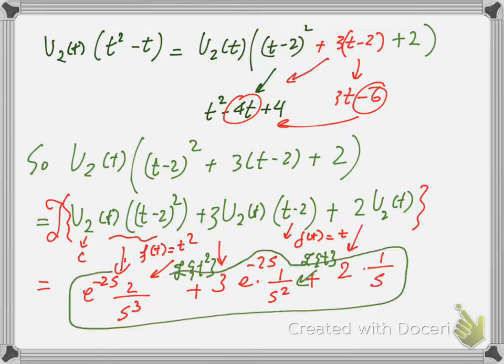Then the next function is just a constant, and we know that the Laplace transform of a unit step function is just 1 over s, multiplied by 2 as the coefficient. So the final answer for this question is this expression right here: e^(−2s) multiplied by 2 over s³, plus 3e^(−2s) multiplied by 1 over s², plus 2 times 1 over s, because we have a unit function where the step unit is 2.